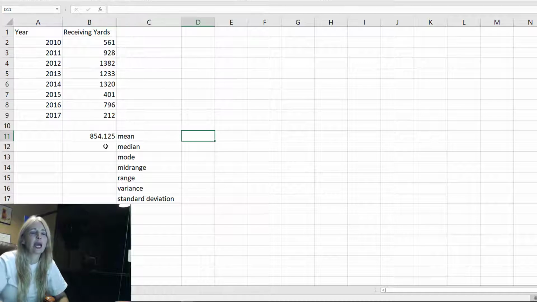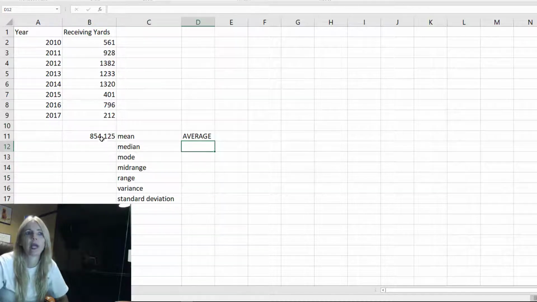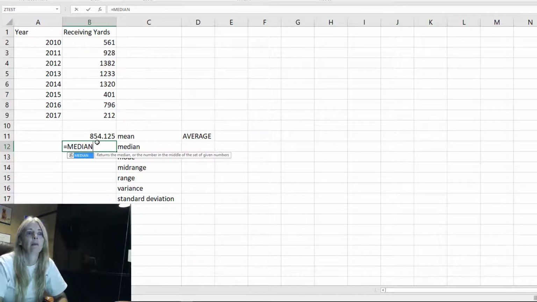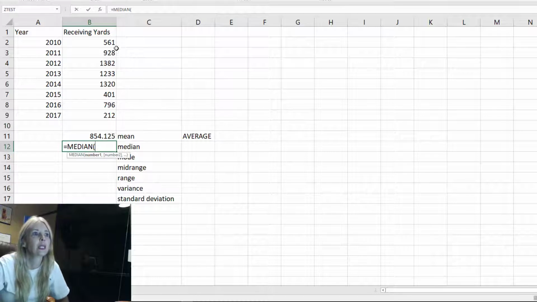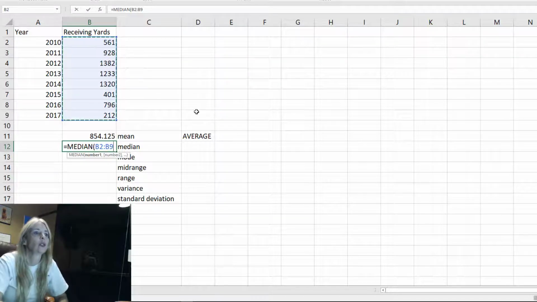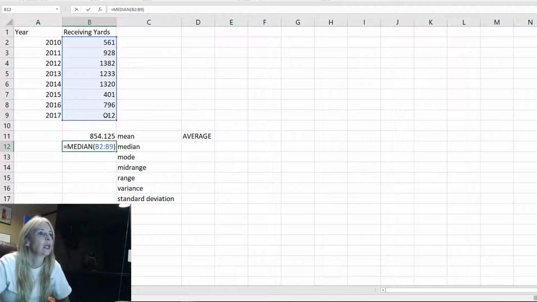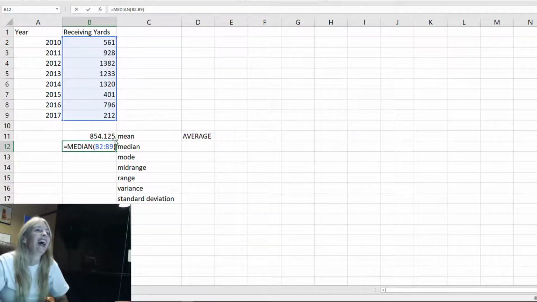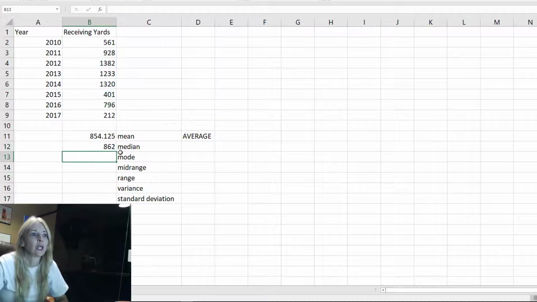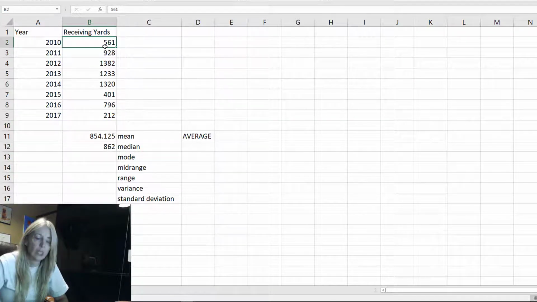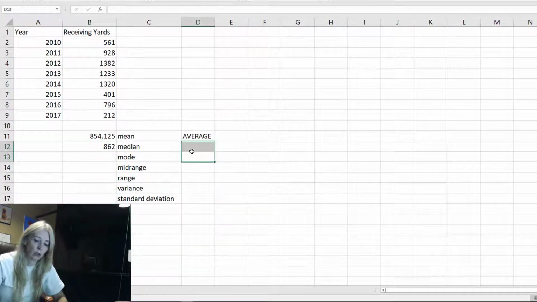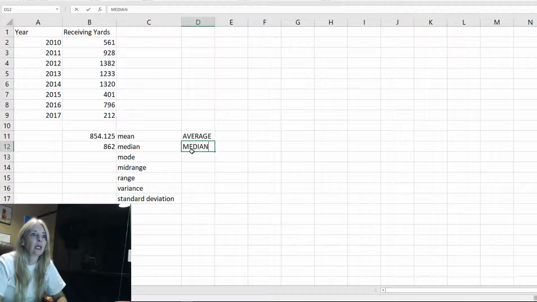Median. Let's put the actual function over here. The median equals, guess what? Median. Open a parentheses, highlight those, close the parentheses. Why is that number so low? That's so far this year. I hit enter, so the median looks to be 862. If you count 1, 2, 3, 4, 5, 6, 7, 8, apparently it had to average the two middle values. So that's the median.